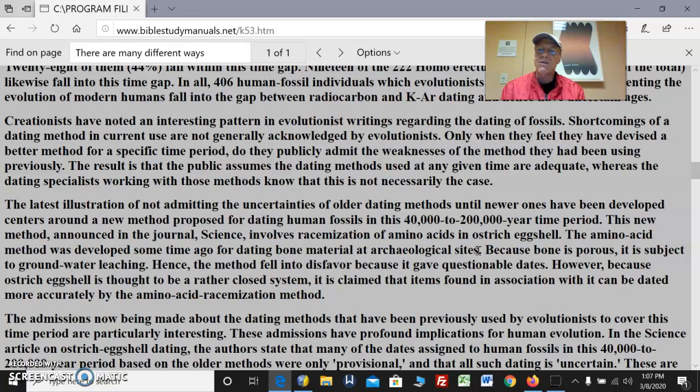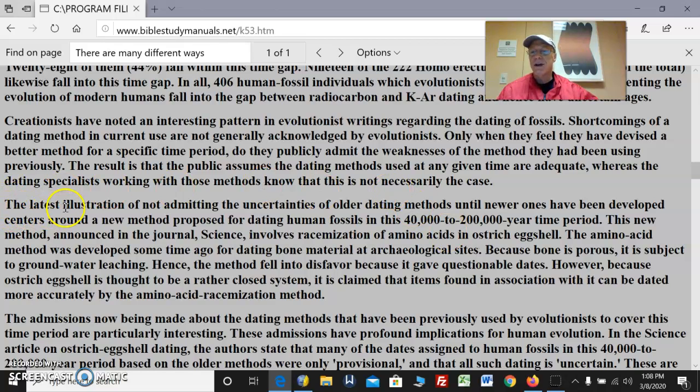Creationists have noted an interesting pattern in evolutionist writings regarding the dating of fossils. Shortcomings of a dating method in current use are not generally acknowledged by evolutionists. Only when they feel they have devised a better method for a specific time period do they publicly admit the weakness of the method they have been using previously. The result is that the public assumes the dating methods used at any given time are adequate, whereas the dating specialists working with these methods know that this is not necessarily the case.